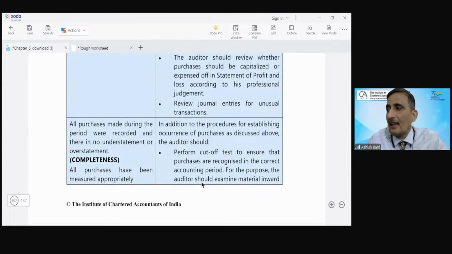So completeness, guys: how would you verify that all purchases have been recorded? All purchases which needed to be recorded have in fact been recorded in the financial statements. So obviously, you can verify the goods inward register, and you can see the goods received in, say, the last 5-7 days or last 10 days, and whether purchases corresponding to these have been booked in the financial statements.